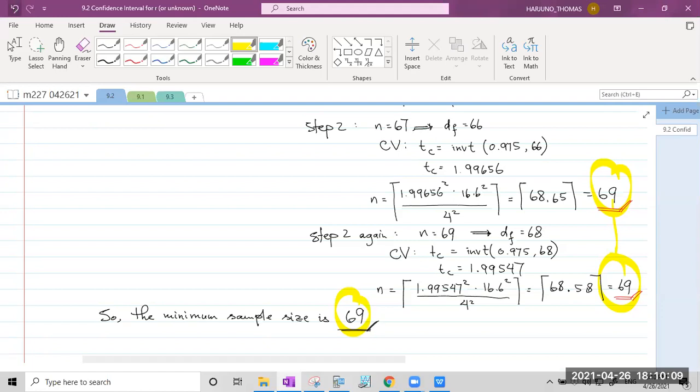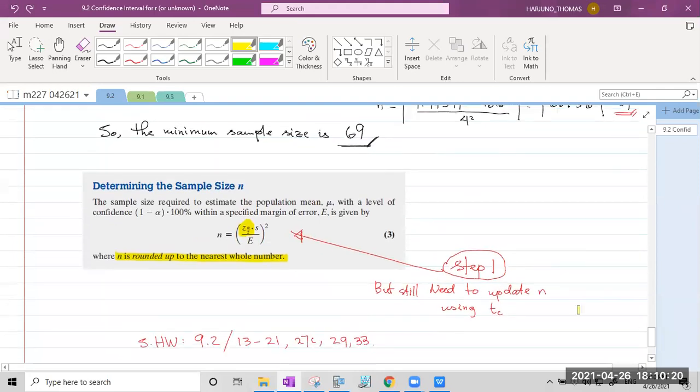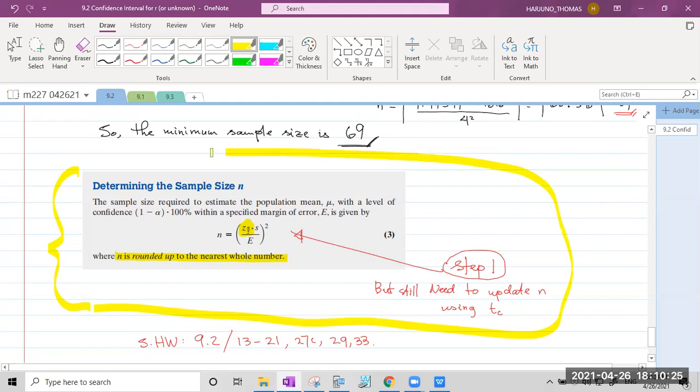Now, suggested homework from here. Please refer to the notes to go slower. Here I show what's wrong with our textbook formula. Our textbook basically just does step 1, but that's not correct. You need to update using T critical, plugging into the same formula again until you get the same number n twice.